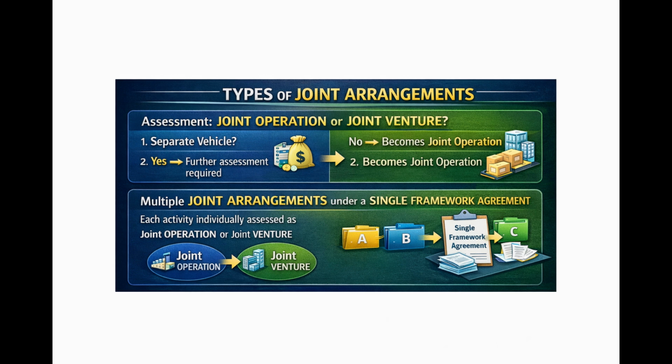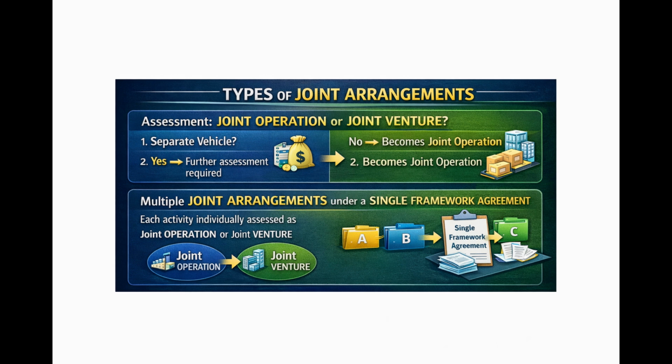Common traps, very important. Profit or revenue sharing ratio does not decide classification. Equal or unequal ratio does not matter. Focus only on right to assets and obligation to liabilities, or right to net assets. Another key point, if parties give guarantees, it does not automatically mean joint operation. Substance matters. Who actually bears liabilities?